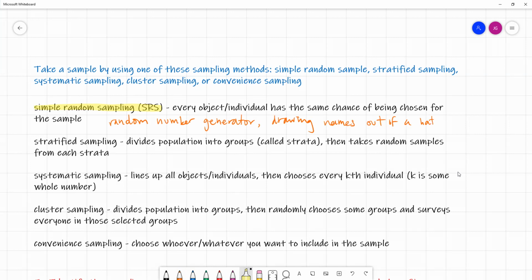The next type of sampling is stratified sampling. Okay, so what we do in stratified sampling is we divide the population up into groups, and we're going to call those groups strata.